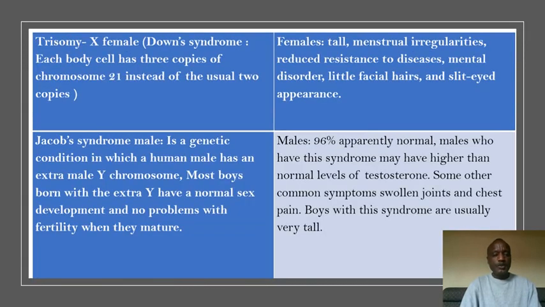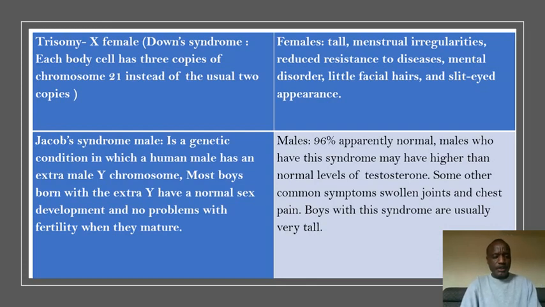There's also trisomy, which is also called Down syndrome. Each body cell has 3 copies of chromosome 21 instead of the usual 2 copies. So still, as you can see, it also has some characteristics.